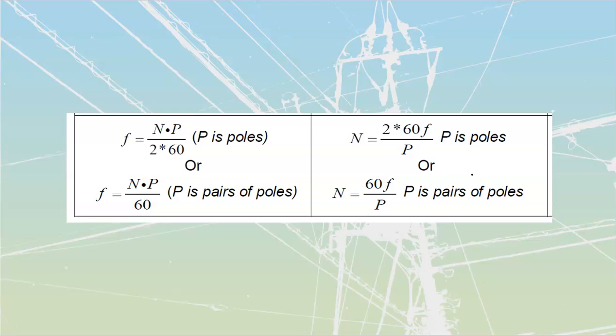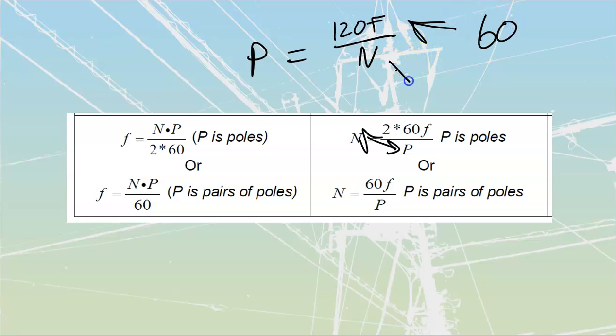This one we don't have a formula for, so you are going to have to extract the P out of one of these formulas. The easiest one to pull that P out of is probably just to cross multiply the N and the P out of these ones here. Pull that up to the top over here so that you have P is equal to 120F divided by N. Once again, drop in your values. Frequency of 60. Speed of 120 RPM.